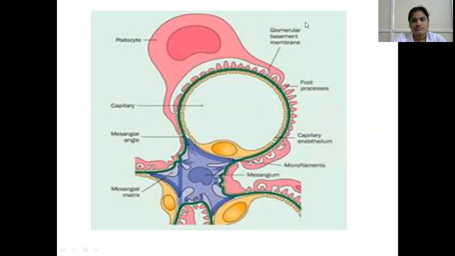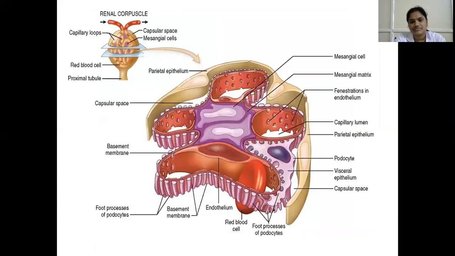So podocytes, capillary, mesangial angle, the same glomerulus. This green one is the glomerular basement membrane, foot process, capillary endothelium. Okay, I think this image is not that clear, so this is a clearer image of it.